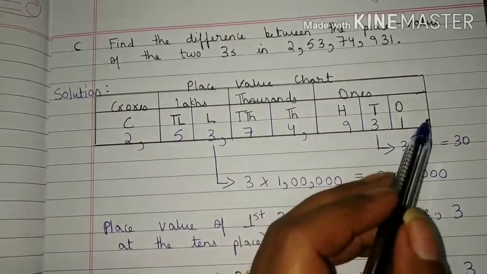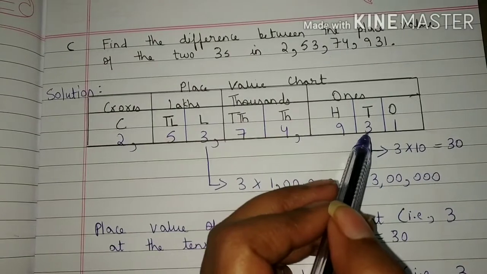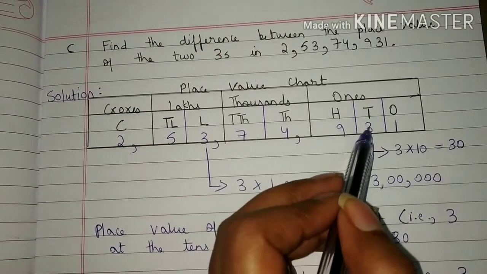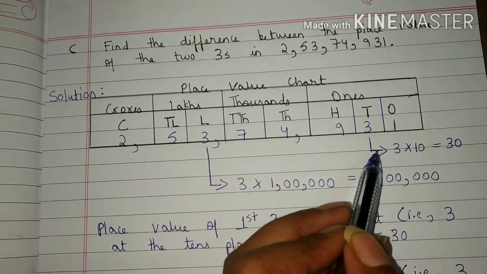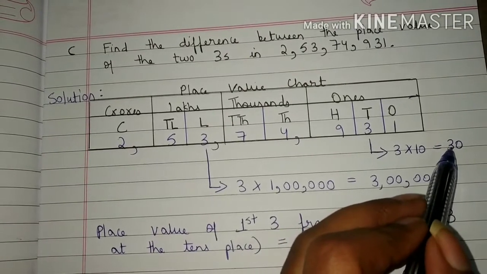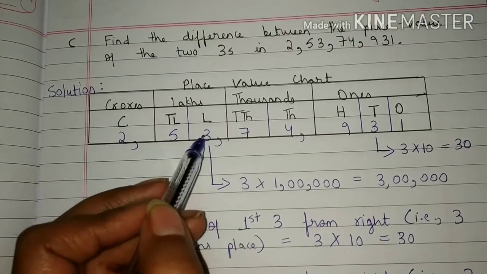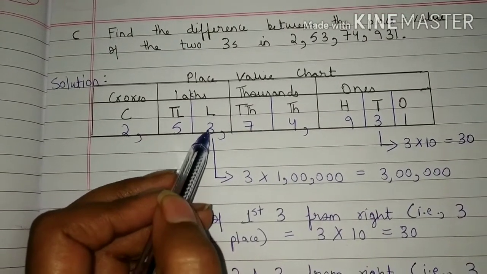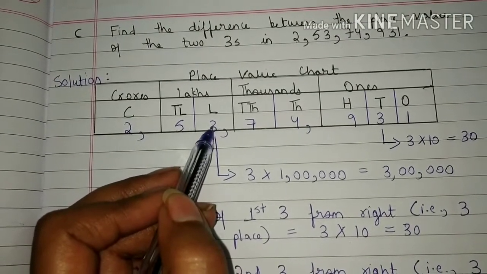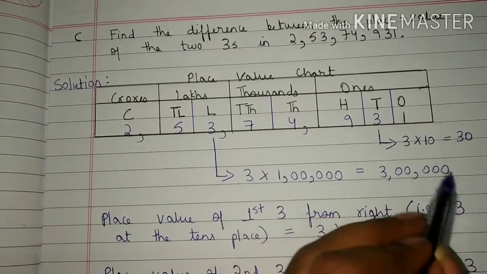Now students, if you look from the right side, you will see that first 3 is given at 10's place. So place value of first 3 is 3 into 10 is equal to 30. Again if you see from the right side, you will see that second 3 is given at lakh place. So place value of second 3 is 3 into 1 lakh is equal to 3 lakh.